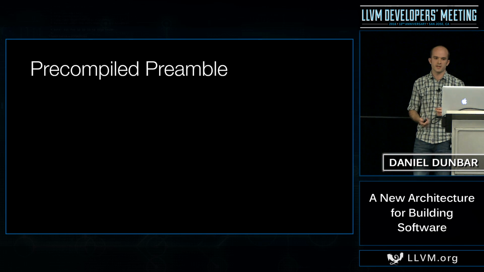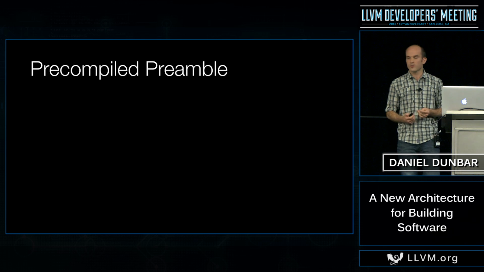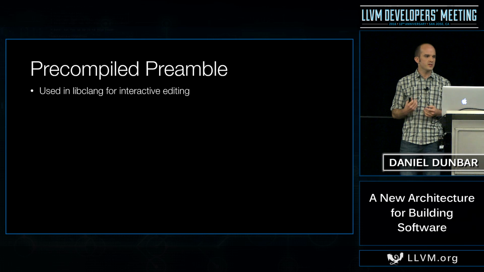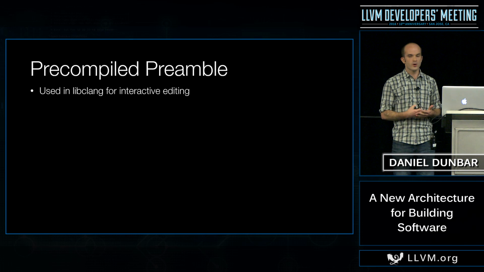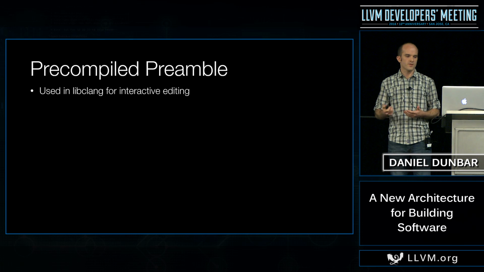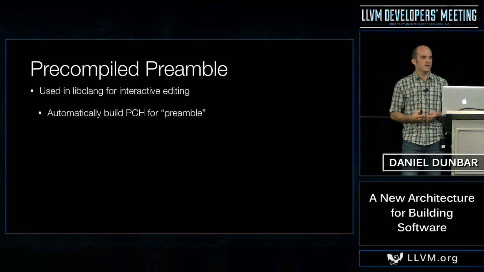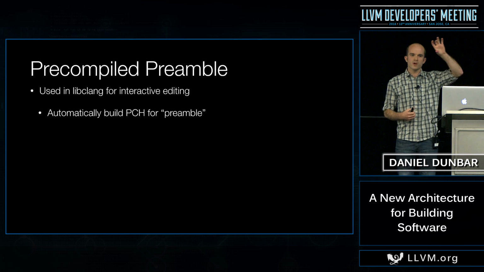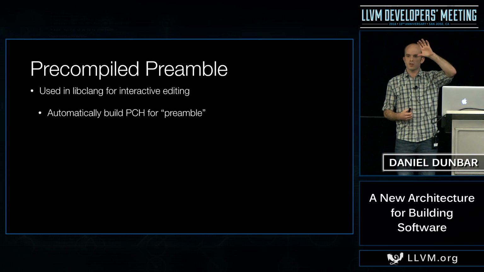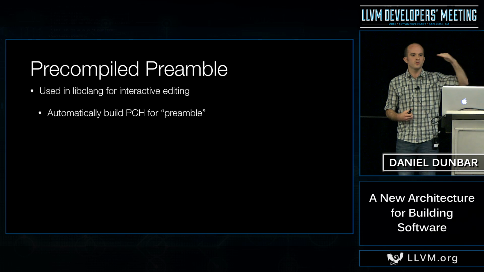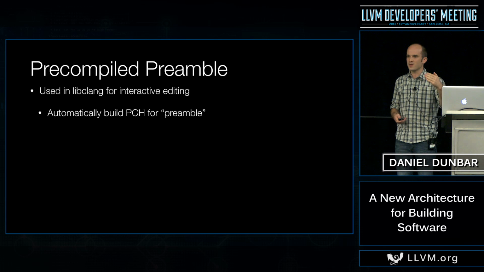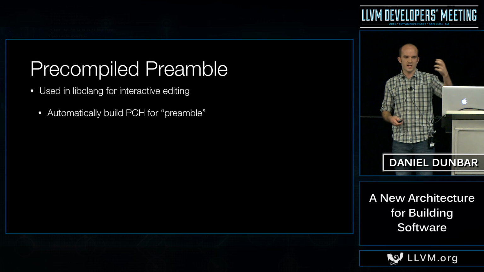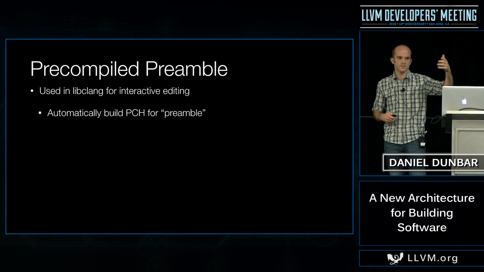Here's another cool thing Clang can do. We have this feature in Clang called the Precompiled Preamble. This is used today in libclang for interactive editing in an IDE environment. And what this feature does is Clang will automatically build a precompiled header for the preamble of your source file, which is just the code at the top that includes other source files. And that's typically where a lot of the code is actually imported into the compiler. It's not through the body, it's through all the imports.